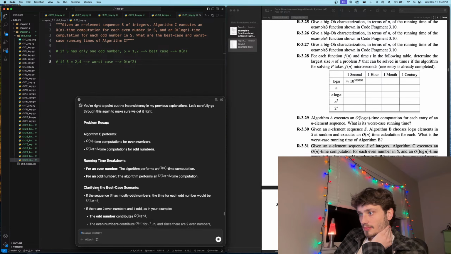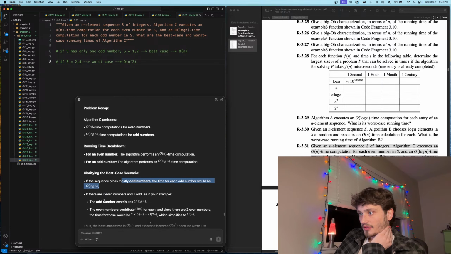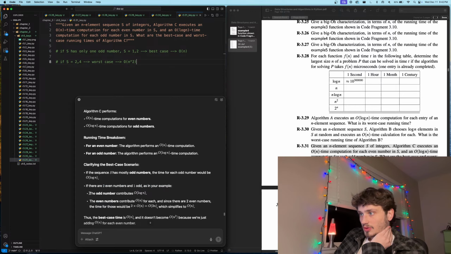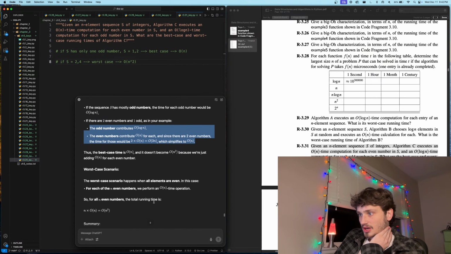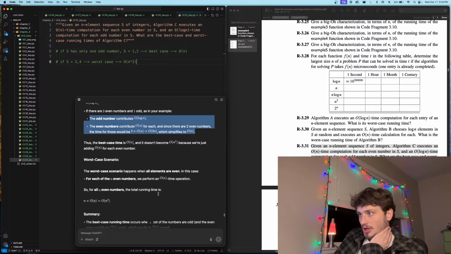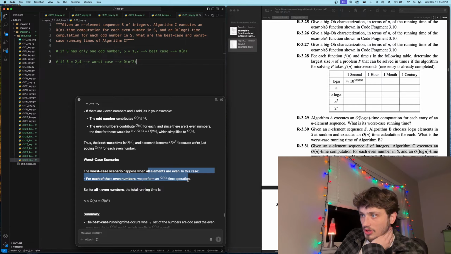If the sequence S has mostly odd numbers, the time for each odd will be O(log n). If there are two even numbers and one odd, as in your example, you would do O(log n), and each even number would contribute O(n) time. If there are two even numbers, in the best case, it would become O(n). The worst case scenario happens when all elements are even. In this case, for each of the n even elements, we perform O(n) time operations.